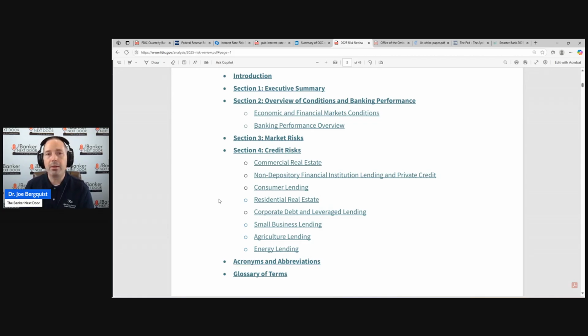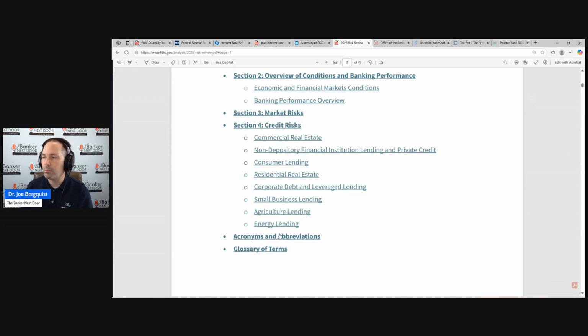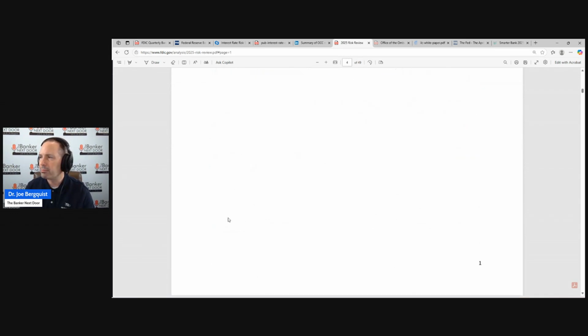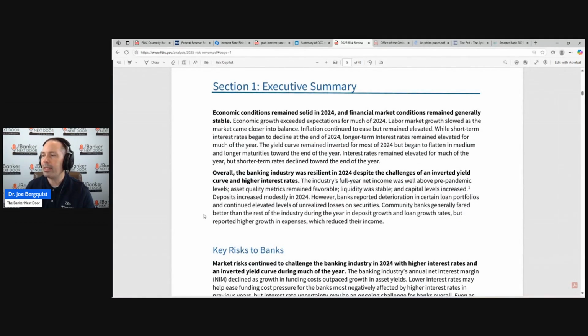And that might be the area that a lot of people might have a lot of interest in, because it literally breaks down through all these different lending segments. So commercial real estate, non-depository financial institution lending, and private credit, which I think is a big one, consumer lending, residential real estate, corporate debt and leveraged lending, small business lending, agriculture lending, and energy lending. And then at the end, it has acronyms and abbreviations and a glossary of terms, which is always helpful. But let's get into the executive summary here.